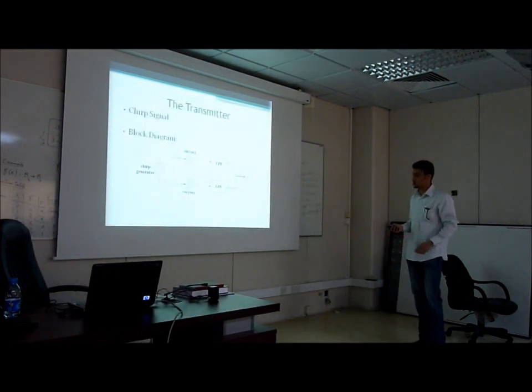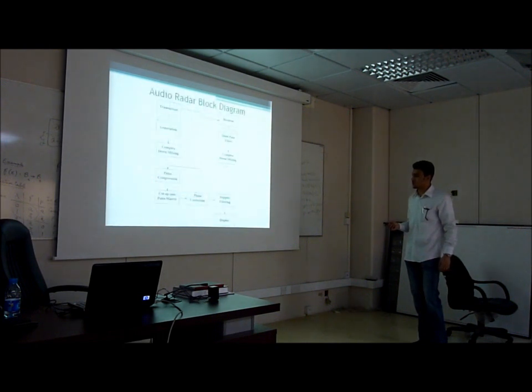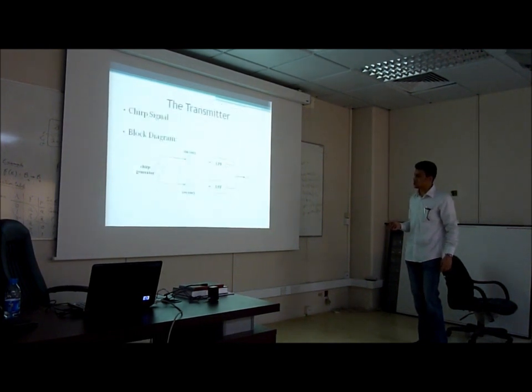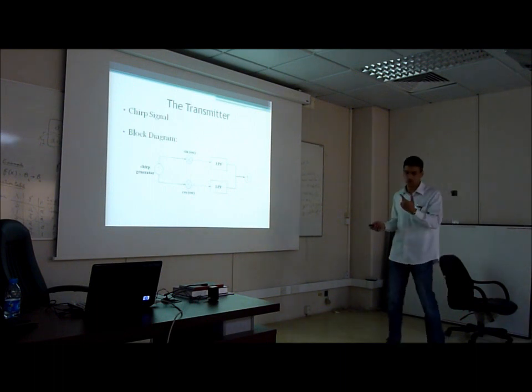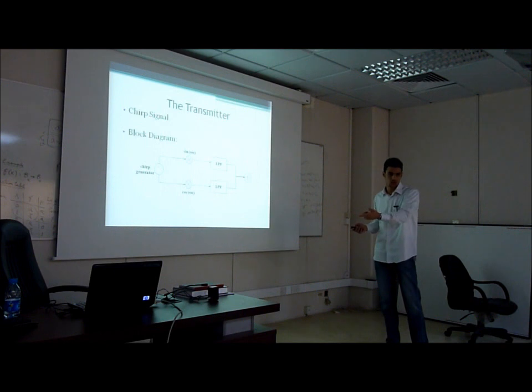This is the block diagram of the transmitter, as we saw before. The transmitter has chirp generation and then complex down mixing, which is a process of sine and cosine multiplier, and then low pass filter, and the summation of the two branches. Now we'll go and see how it works on MATLAB.